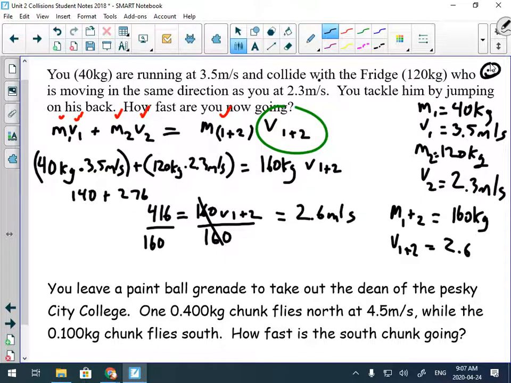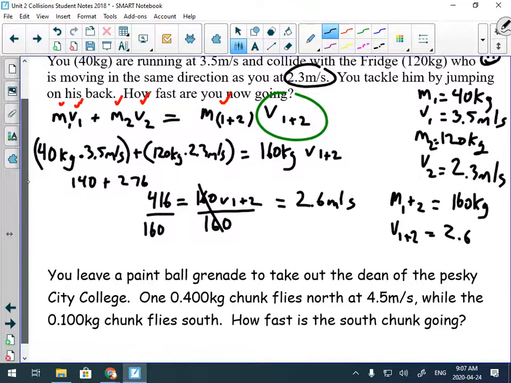So you didn't really make him move a little faster, but he's a big guy.